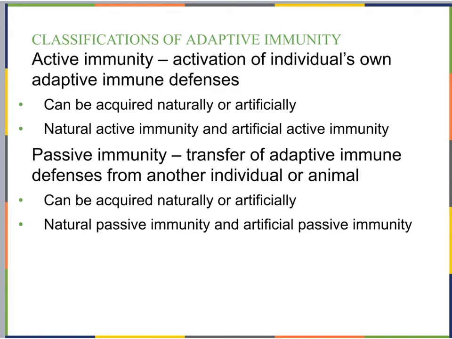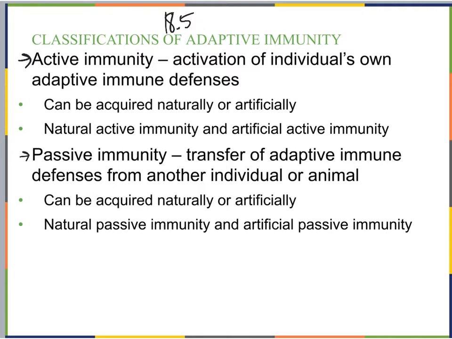Right, so here in 18.5, we're talking about different types of immunity, and then we'll be talking about different types of vaccines and how they work for immunity. So we have two different classifications of adaptive immunity. We have our first, which is active immunity, and then the second one, which is passive immunity. We have spoken a little bit about these already, but we're going to get into details now.